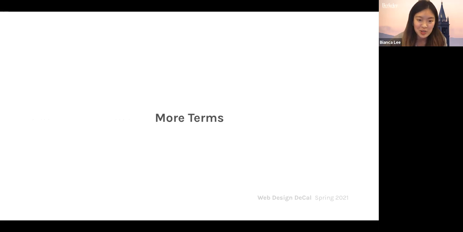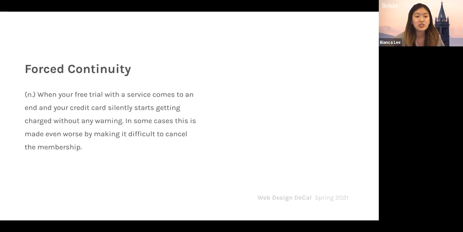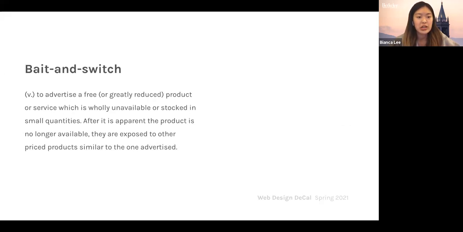And here are some more terms. Forced continuity is a form of dark design. This is the idea that your free trial with the service comes to an end, and then your credit card will keep getting charged for the service without any warning. That's forced continuity. Then we also have bait and switch, which is advertising a free product, and then after the product is no longer available, users are exposed to other pricier products similar to the one advertised. So the original product is free, but the actual product that you want costs money.